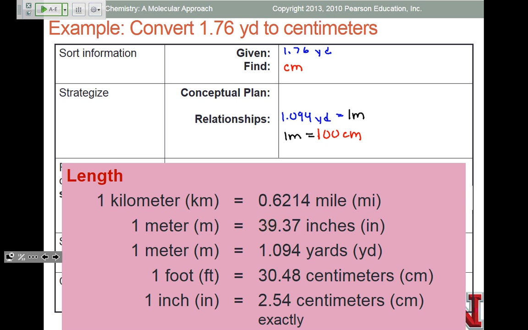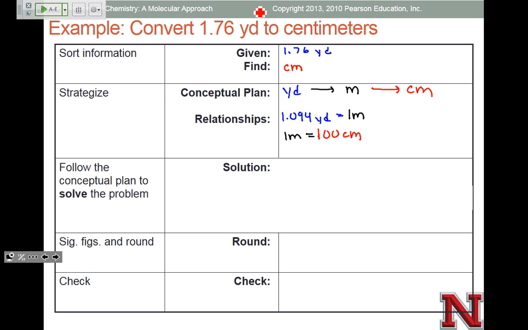So my conceptual plan will take my yards, and I don't have a direct conversion from yards to centimeters, so I'll convert it to meters. And then I'll be able to convert that to centimeters. That's my conceptual plan, how I'm going to do it. So looking at my solution, starting with 1.76 yards, and yards are at the top, for my conversion factor, which is 1.094 yards equals 1 meter, I'm going to need that 1.094 at the bottom.